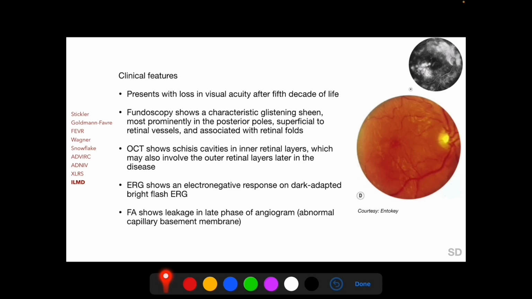ERG shows an electronegative response on dark adapted bright flash ERG, and fluorescein angiography shows leakage in the late phase of the angiogram, as seen here in this fluorescein angiogram. This is said to be because of an abnormal capillary basement membrane, as the retinal capillary basement membrane is contributed to by the Muller cells.